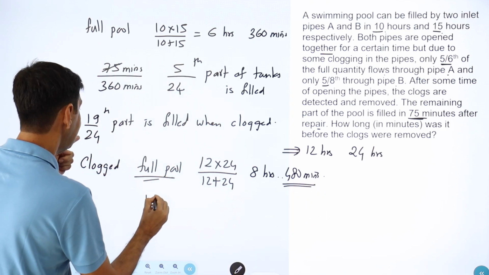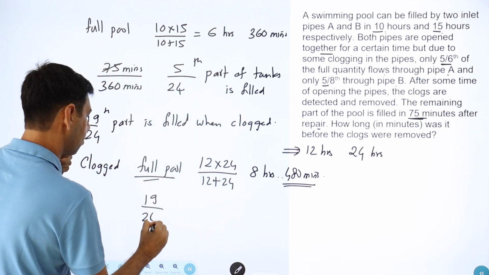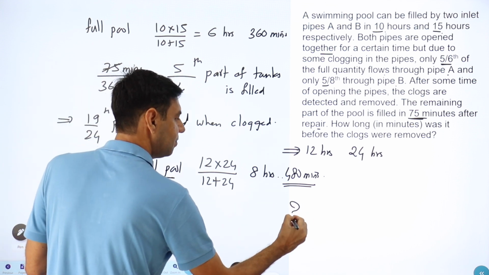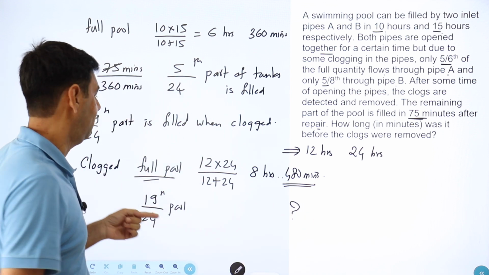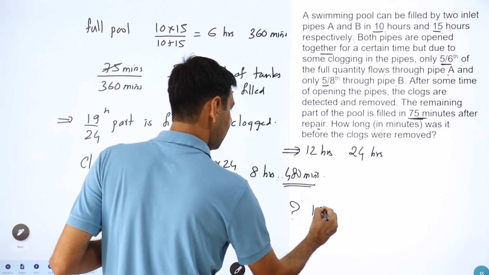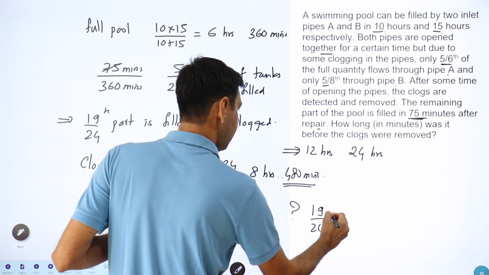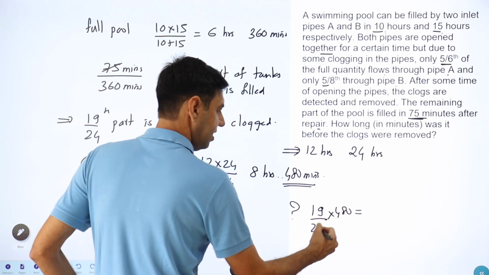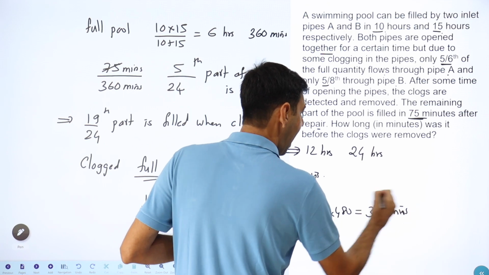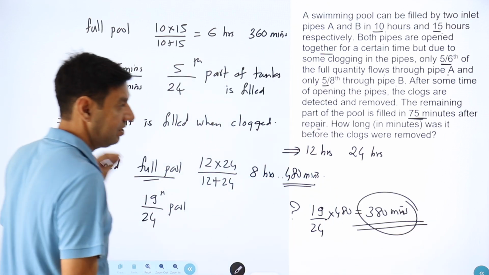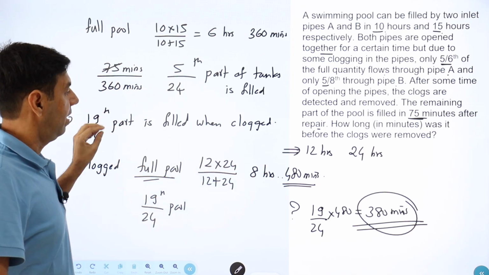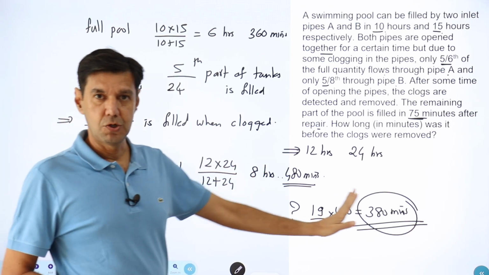So 19 by 24th part of the pool will get filled in how many minutes? That many minutes the clogs were working. So it's less time, so that will also be less. So 19 by 24 into 480, that is 380 minutes is my answer. And I think I've done it pretty well, students, with the flow of thought, how it was going, without getting worried. So it's a good job, right?